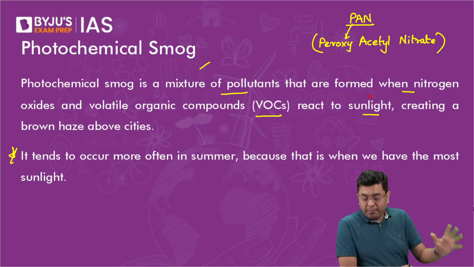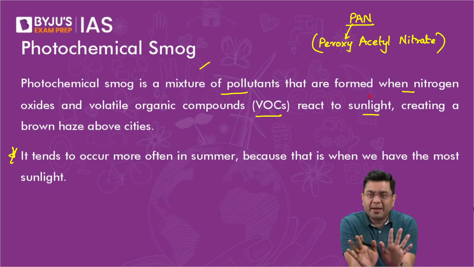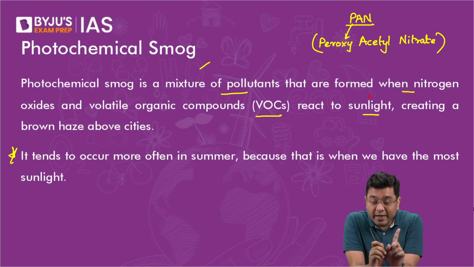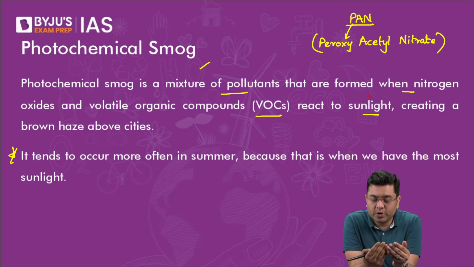Initially, you have the ground level ozone which is produced. That ground level ozone, in the presence of nitrogen oxides, reacts further with the hydrocarbons, and that is what produces the PAN, or peroxyacetyl nitrate, which is referred to as photochemical smog. Again, let me clarify, ground level ozone and photochemical smog are different. They are not the same. Please don't confuse them, because both of them are produced as a result of nitrogen oxide and volatile organic compounds.